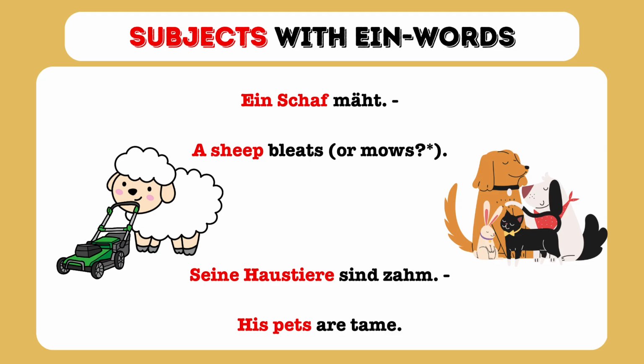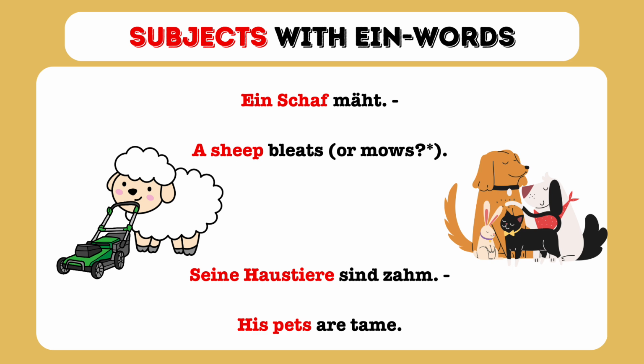Or mows. It's kind of one of those verbs that's a little bit weird. Mähen does mean to bleat, as in the sound that a sheep makes, but it also means to mow, so depending on the context, you could say that a sheep mows the yard, or you could just say that a sheep is bleating. Both of them are kind of true. At any rate, the sentence is ein Schaf mäht, because it's a neuter noun. Seine Haustiere sind zahm. His pets are tame.